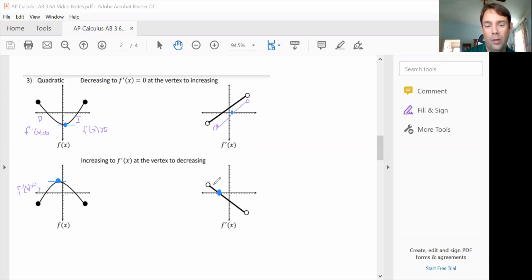That's why it's above the x-axis. This part's decreasing, so my first derivative is less than 0. Therefore, I'm below the x-axis. Kind of hoping this makes sense a little bit.